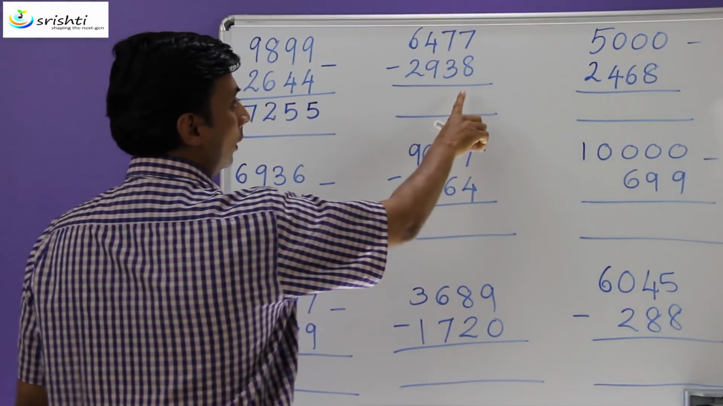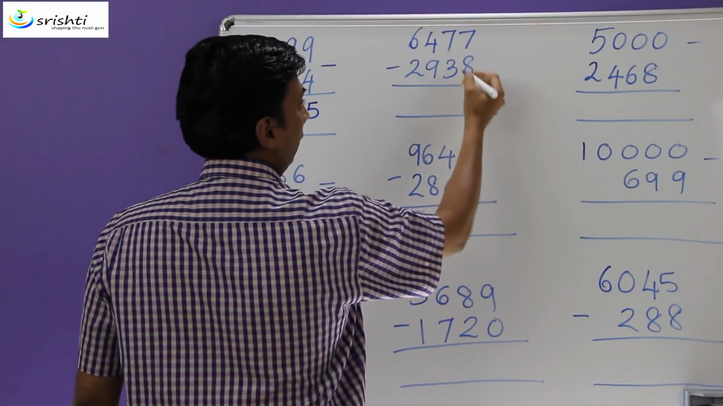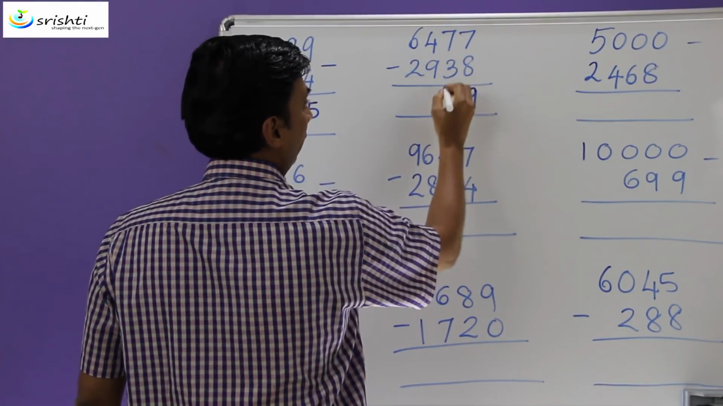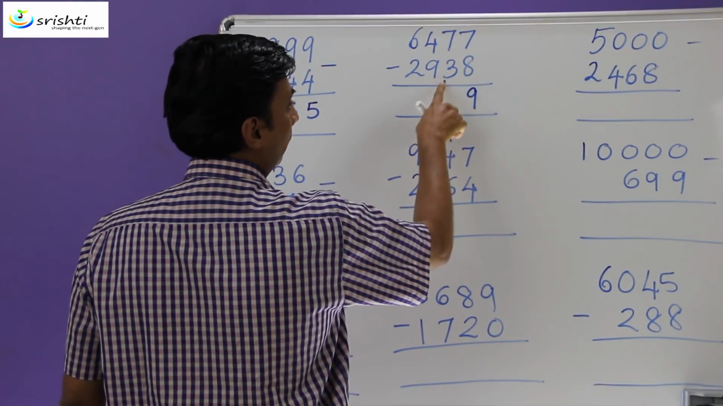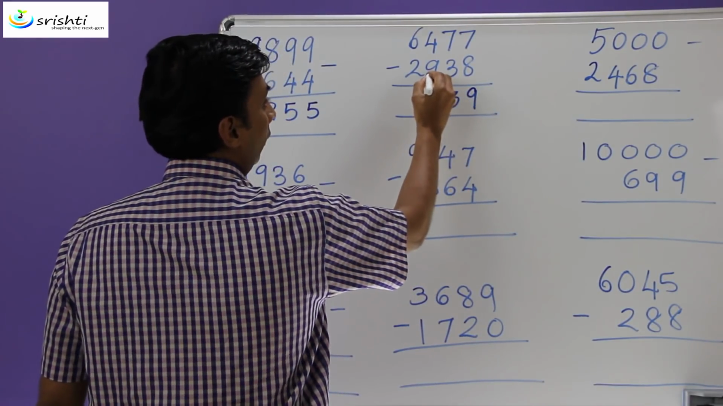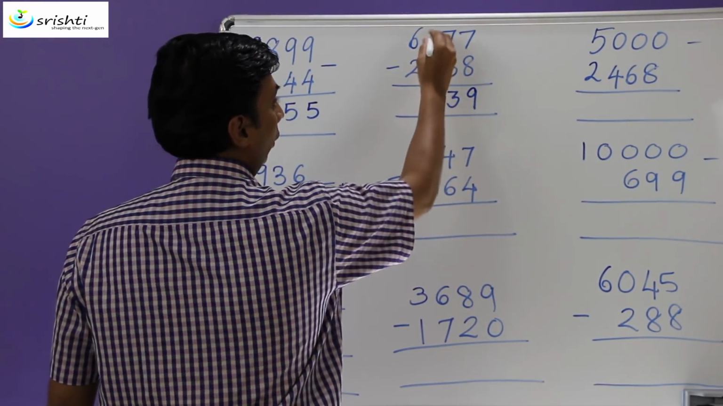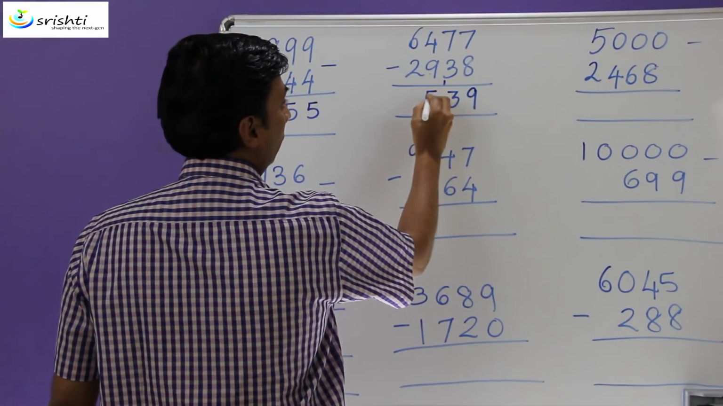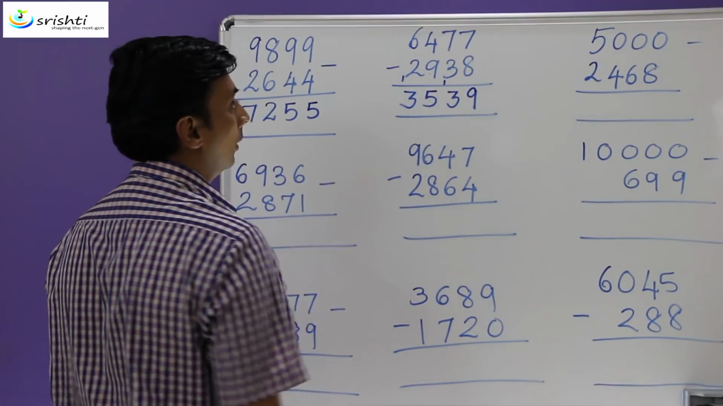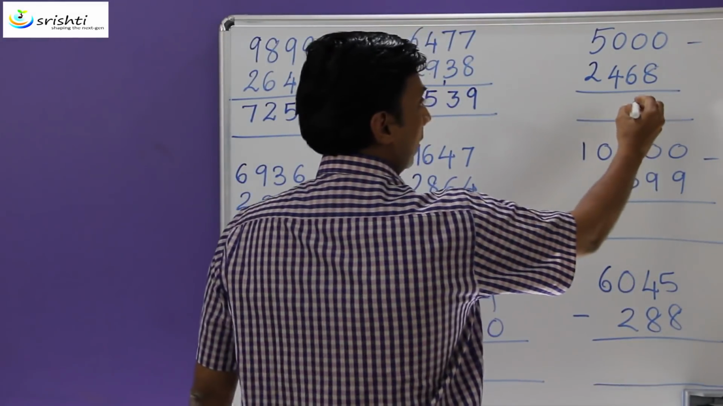Moving to the next one, 8 is greater than 7, so consider this as 17. 9 plus 8, 17, carry 1. 3 plus 1, 4, 4 plus 3, 7, no carry. Something added with 9 gives me a 4, 4 is smaller, so 14. 5 plus 9, 14, 1 carry. 2 plus 1, 3, 3 plus 3, 6. Moving on to the next one.